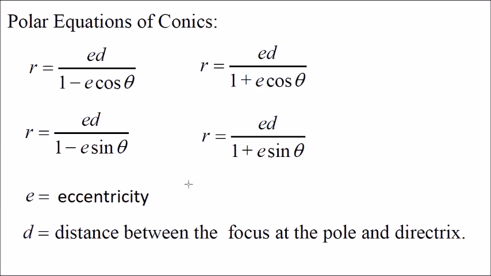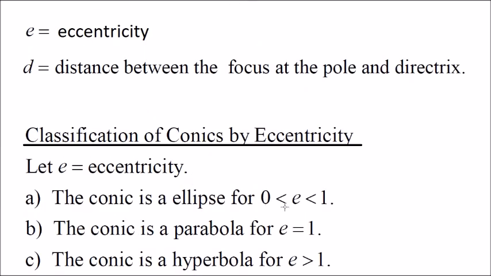The eccentricity determines the type of conic section that we will have. If the eccentricity is between 0 and 1, the conic section will be an ellipse. If the eccentricity is equal to 1, the conic section will be a parabola. If the eccentricity is greater than 1, the conic section will be a hyperbola.